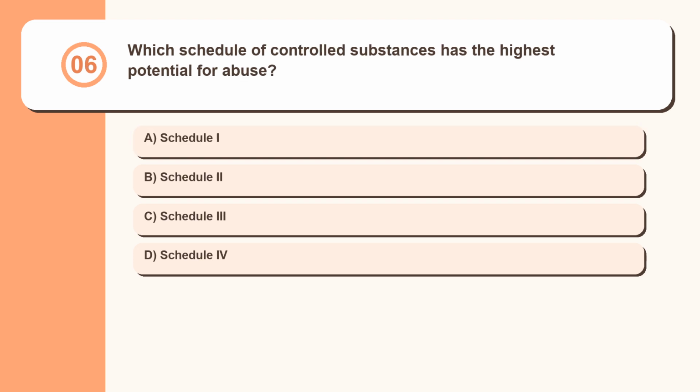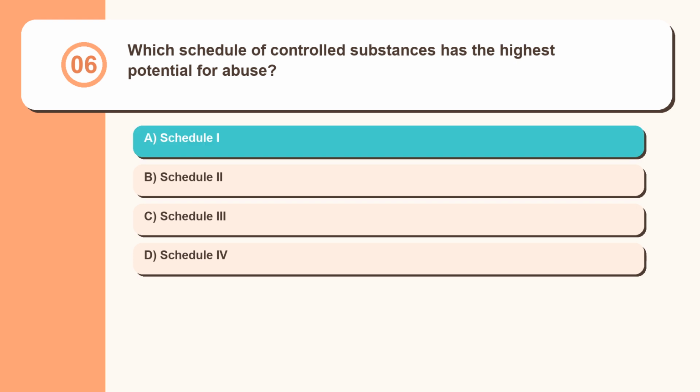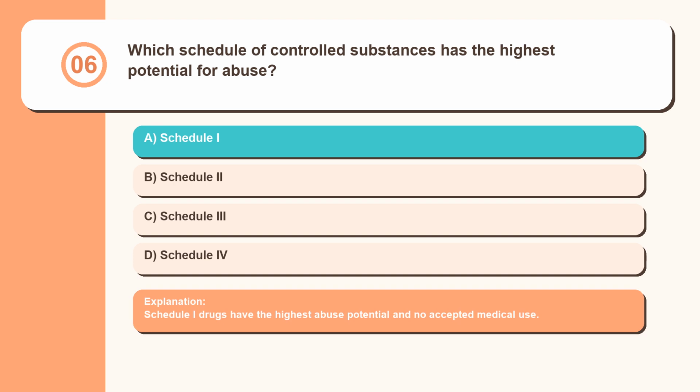Question 6. Which schedule of controlled substances has the highest potential for abuse? Schedule I, Schedule II, Schedule III, Schedule 4. Schedule I drugs have the highest abuse potential and no accepted medical use.